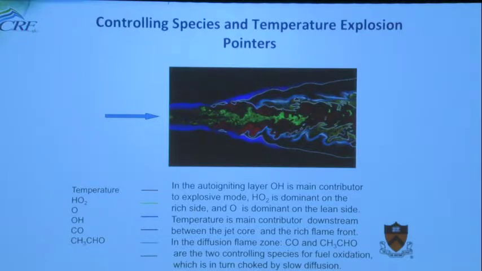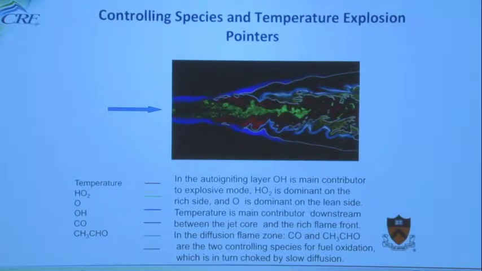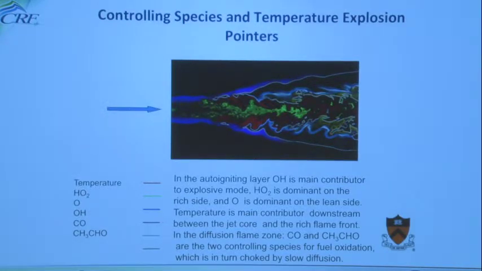If we compute the explosion indices or explosion pointers, which is hard to see up there, we can also identify the controlling species that are aligned with the most explosive mode and the temperature. What I've plotted here, I've taken that jet and flipped it over on its side. Temperature is in red, HO2 is in green, OH is in blue, and CO and another intermediate species, CH3CHO, are shown in cyan and gray colors.